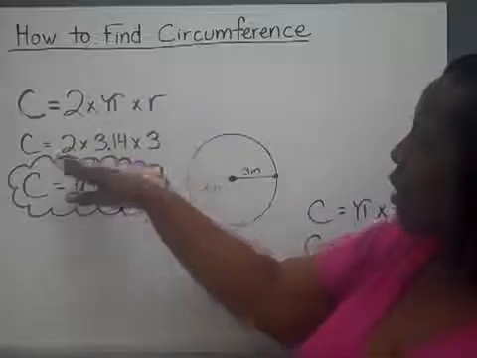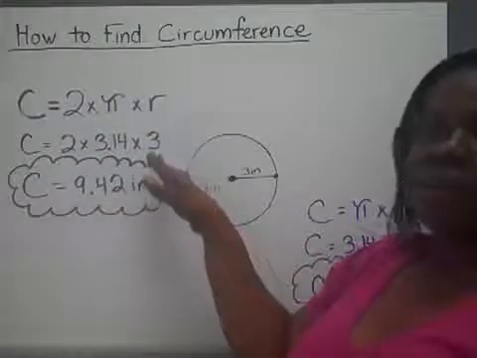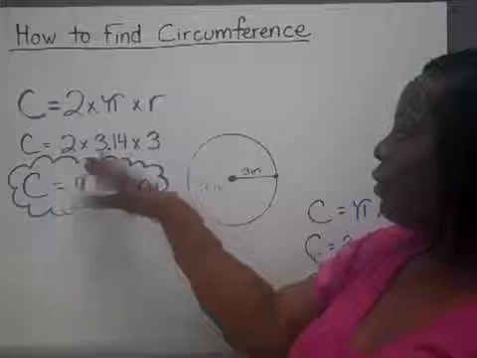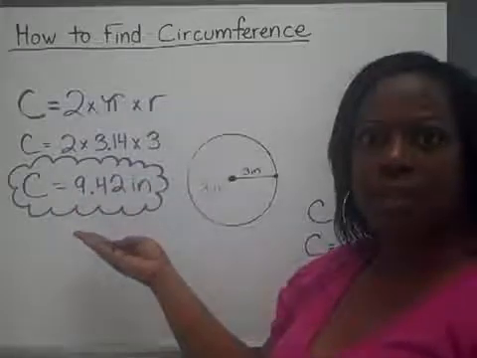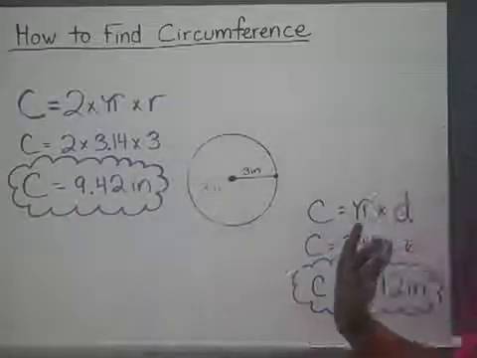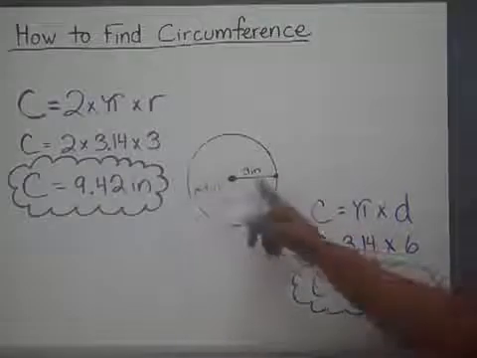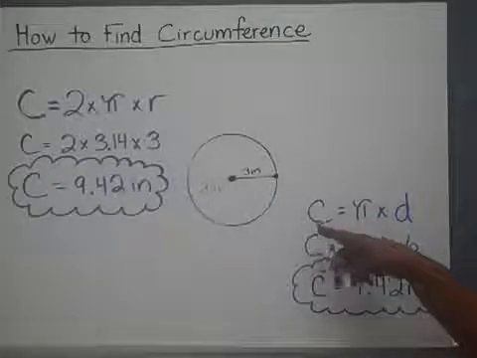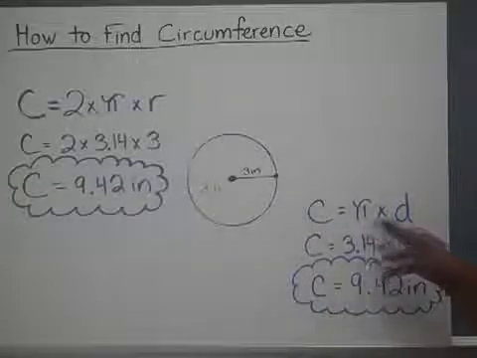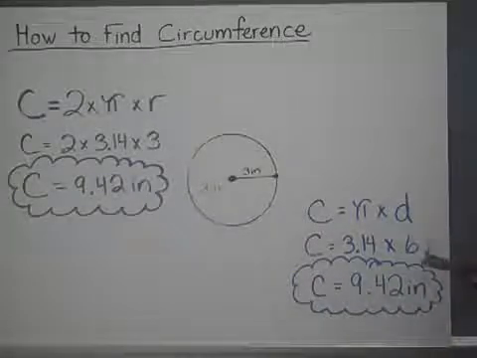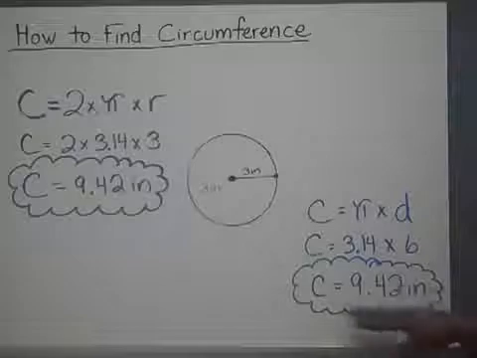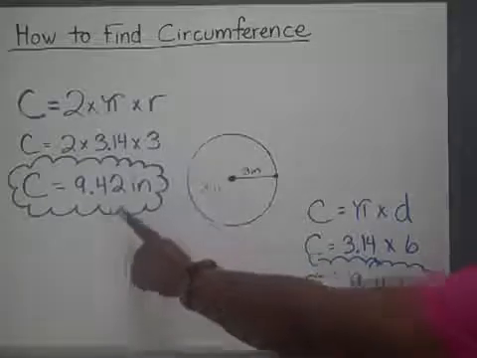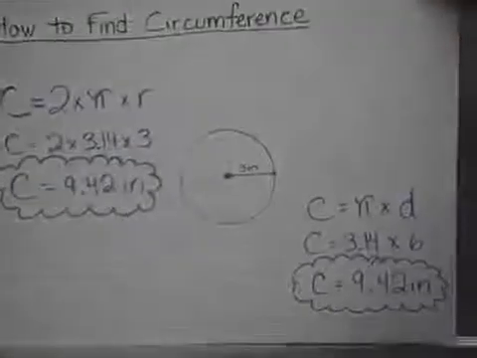You'll simply plug in pi and the value of the radius, multiply the three values in order to figure out the circumference. Or you could double the radius to find the diameter. In that case, you would use the formula circumference equals pi times diameter. Again, substitute the values and multiply to get the exact same circumference.